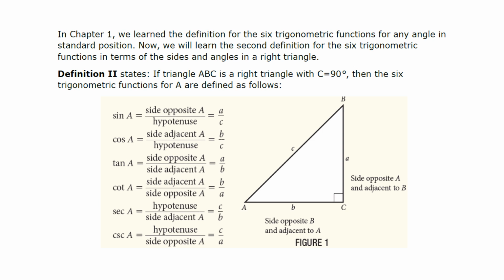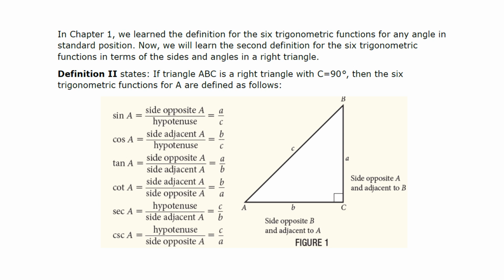Sine A equals the side opposite A over the hypotenuse. So that would be A over C. A is the side opposite of angle A, and C is the hypotenuse. Cosine A equals the side adjacent A over the hypotenuse. So the side adjacent to A is B, and the hypotenuse again is C. Tan of A equals the side opposite A over the side adjacent A, so that would be A over B.